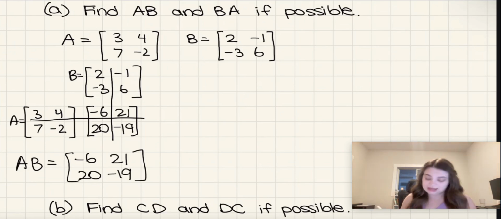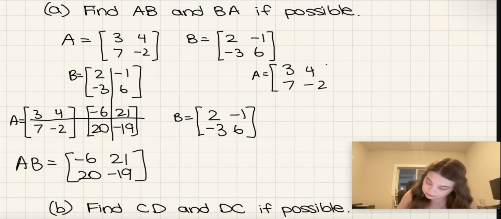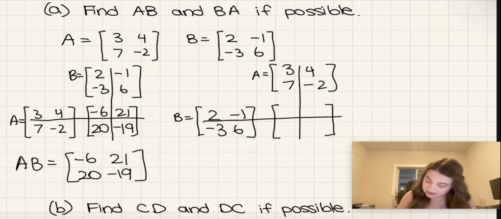Now we're going to do B times A. So we know B is equal to 2 times 2, negative 1, negative 3, and 6. And A is going to go up here: 3, 4, 7, negative 2. And we're going to just use the exact same method we used before to figure this one out.